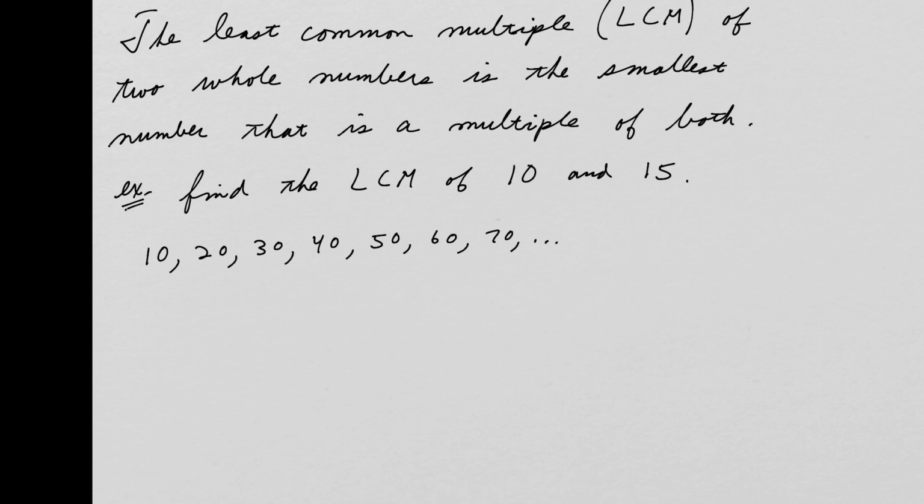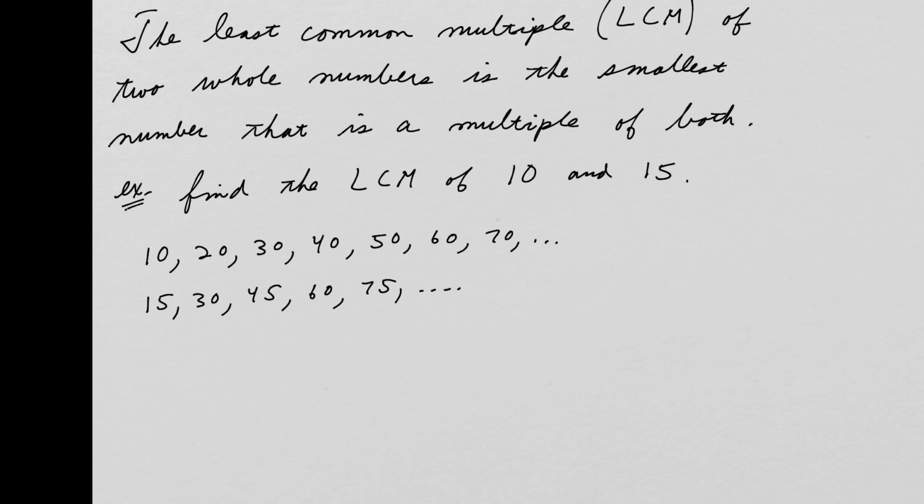What are the multiples of 15? Well, 15 times 1 is 15. 15 times 2 is 30. 15 times 3 is 45. 15 times 4 is 60. 15 times 5 is 75, and so on. Those are all the multiples of 15.